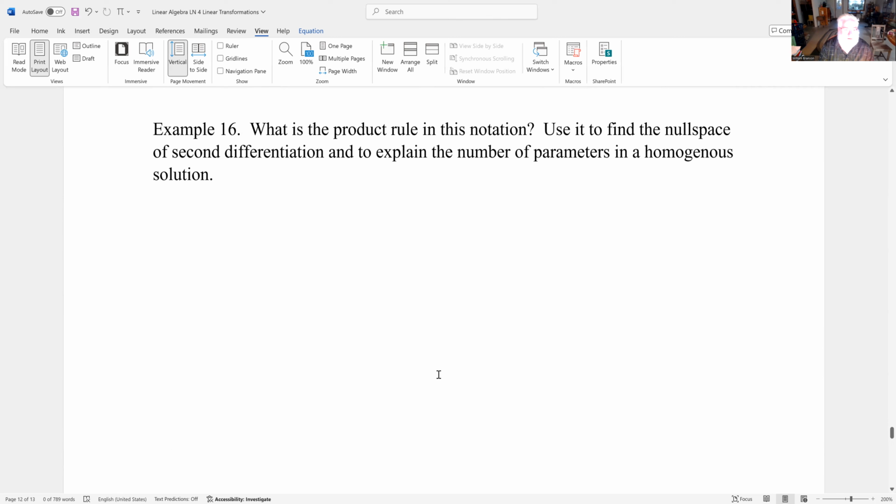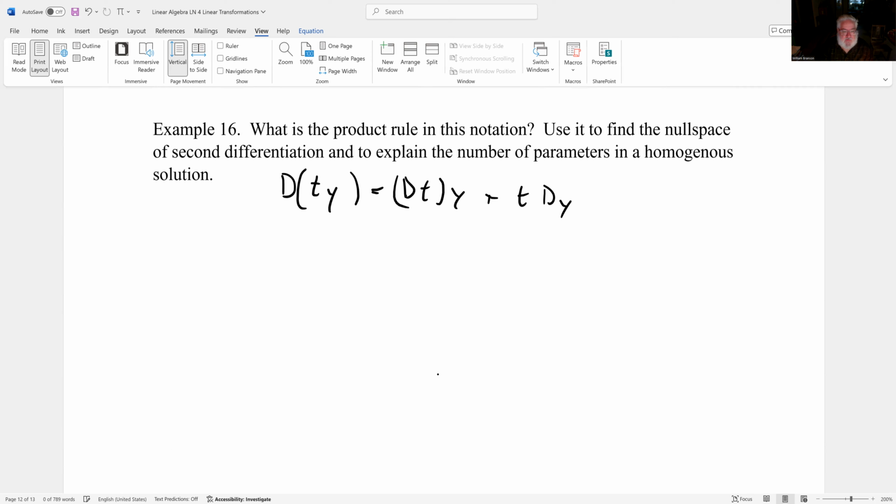So, the product rule. The interesting thing about the product rule in this notation is that what we're interested in is the product rule for t times a function. The derivative of t is just 1, and then t times the derivative of the function. So that's what the product rule is.